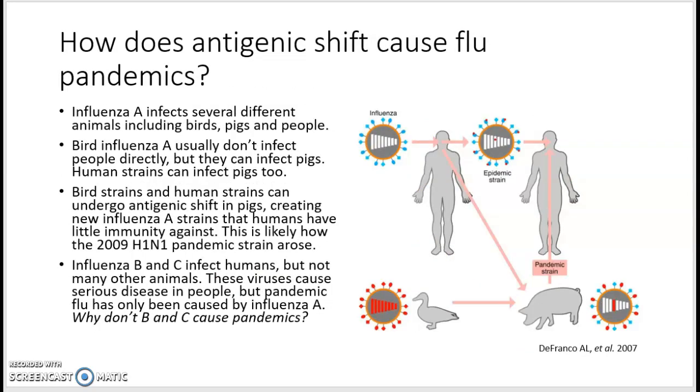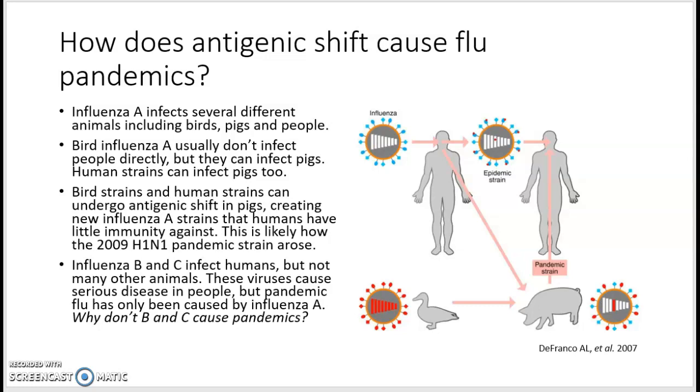So, how does antigenic shift cause flu pandemics? Influenza A is a virus that infects several different animals, including birds, pigs, and people. So bird influenza A usually doesn't infect people directly, but bird influenza A can infect pigs. Human strains can infect pigs too. Bird strains and human strains can undergo antigenic shift in pigs, creating new influenza A strains that humans have little immunity against. This is likely how the 2009 H1N1 pandemic strain arose.